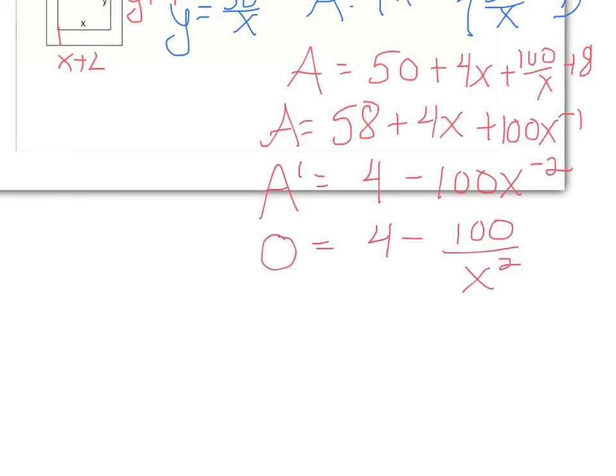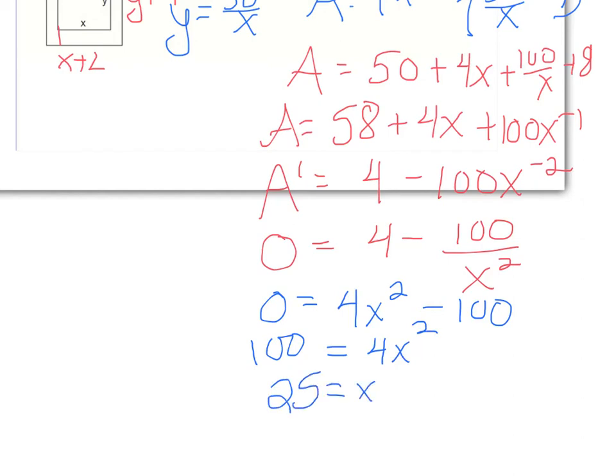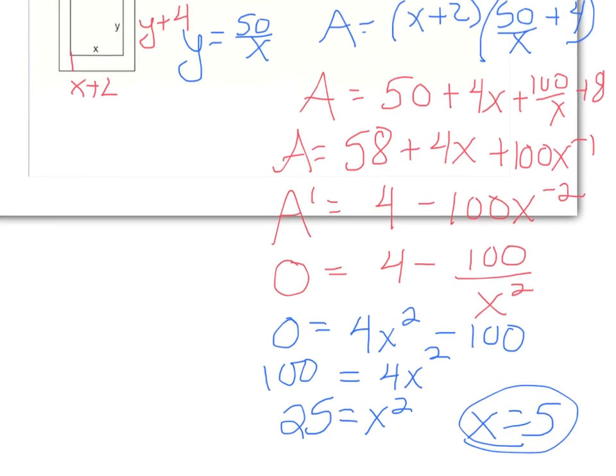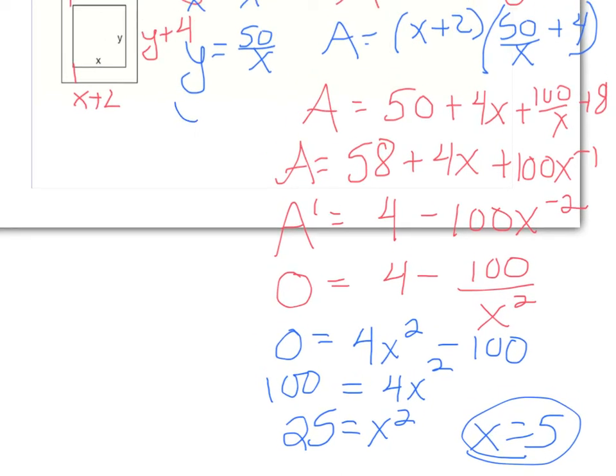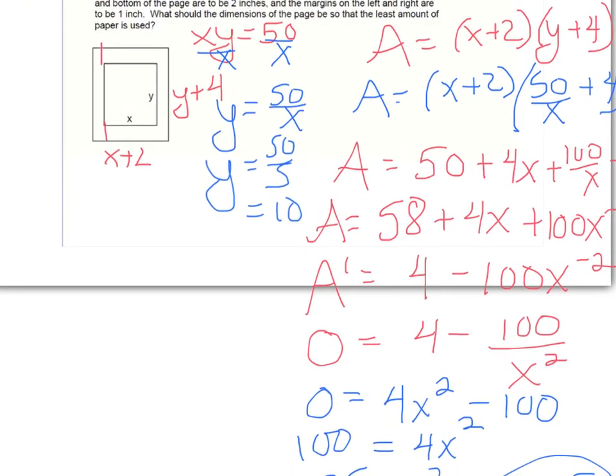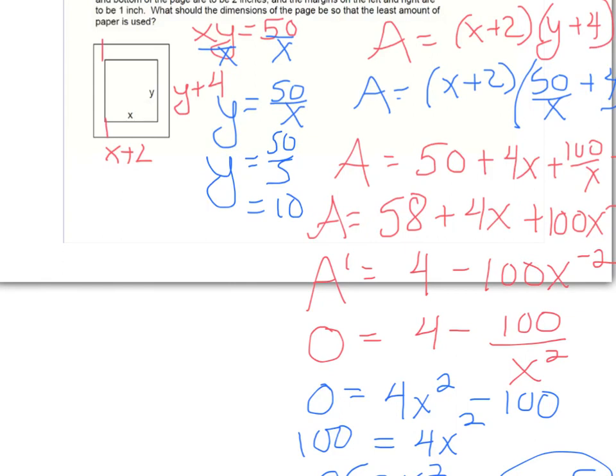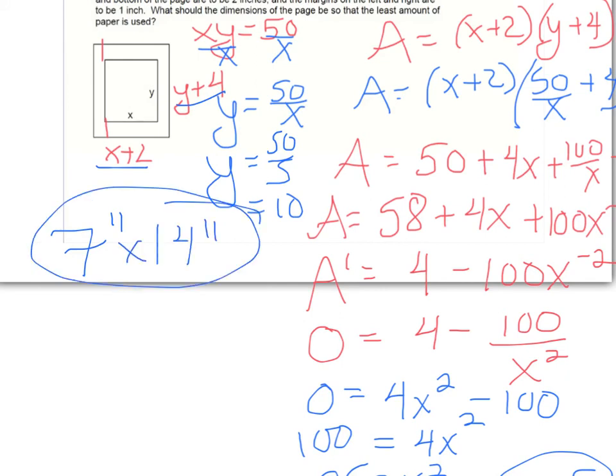I'm going to multiply everything by x squared to eliminate the fraction. Move the 100 over, divide by 4, and we get x is 5. Which means y is 50 divided by 5, which is 10. And the problem specifically asks for the dimensions of the page. So x plus 2 is 7 inches, and 10 plus 4 is 14 inches.